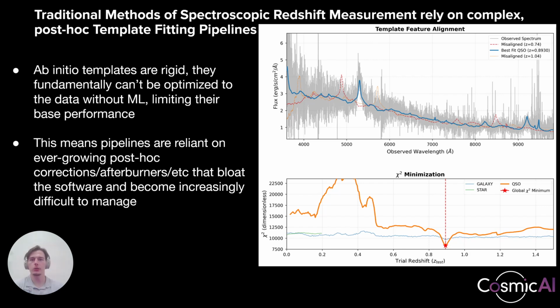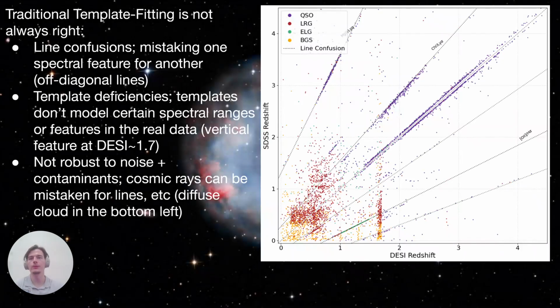They are not necessarily optimal or spanning of our full feature space, and as a result, they rely on a suite of algorithmic processing, post-hoc corrections, and ML-based afterburners that have become increasingly difficult to manage. Moreover, even with decades of accumulated experience and development, these methods are prone to failures that traditional templates simply have no way of intrinsically accounting for.